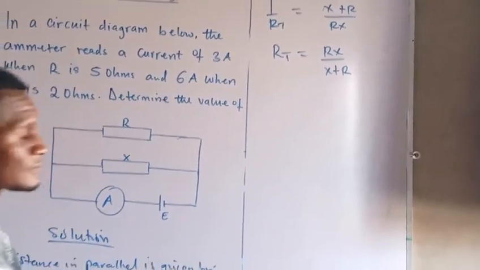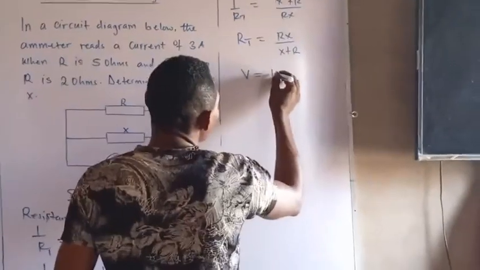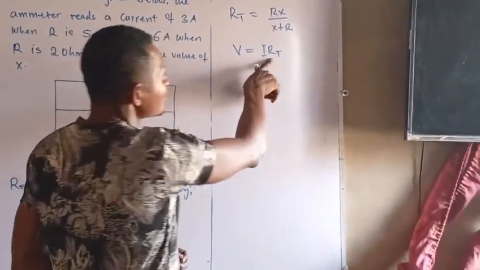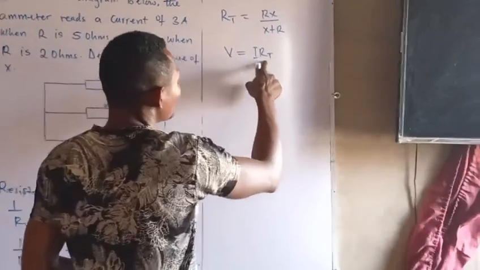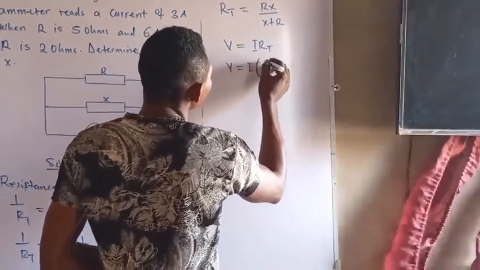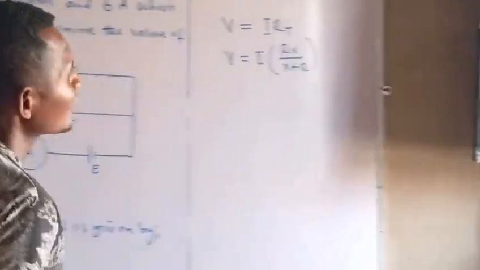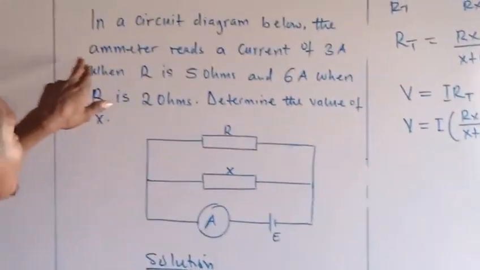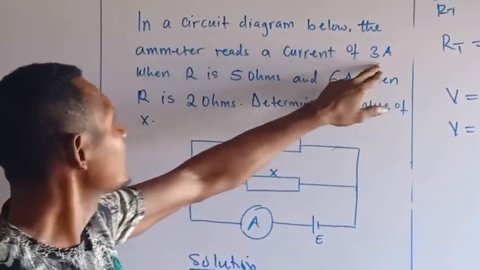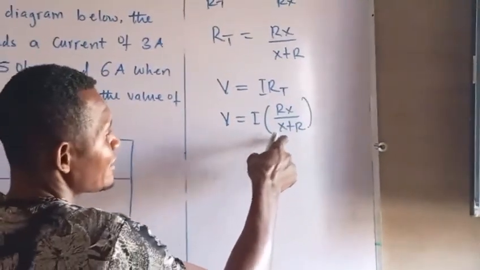Now, from Ohm's law, we understand that V is equal to IR. That is R total. So I want to substitute in the value of R in this formula. So V is equal to I into Rx over X plus R. Now, going back to the question, we see that the ammeter reads a current of 3 ampere when R is what? 5 ohms. So we are going to substitute that into this equation.